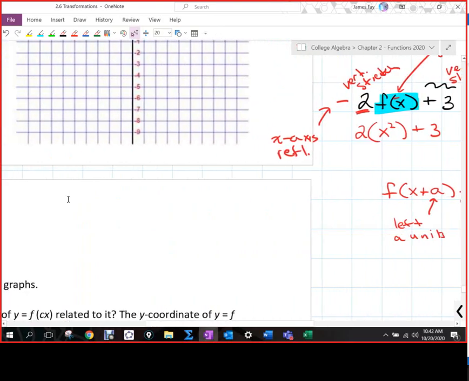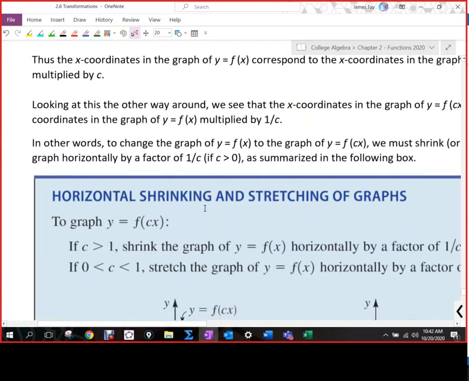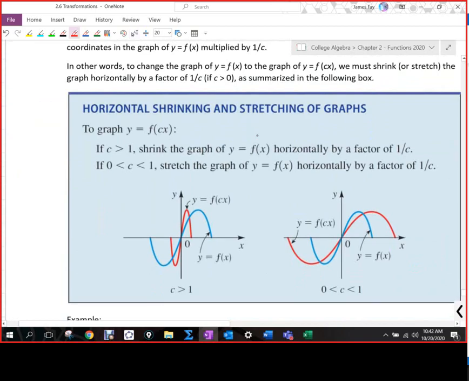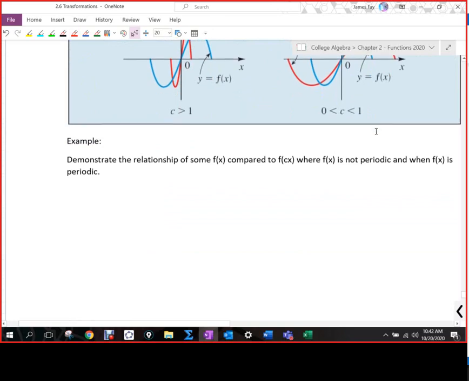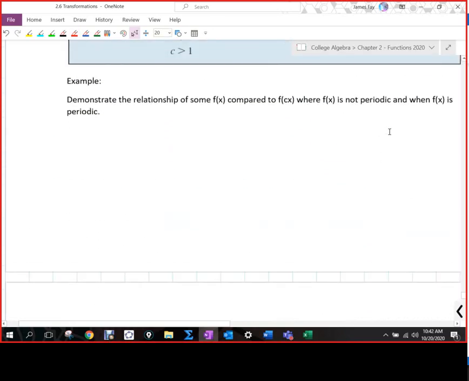I'm not going to get into a whole lot of detail with you right now about it, but if you scroll down here to these notes, you see that if c is greater than 1, you shrink the graph of y equals f of x, so shrink is a compression, by a factor of 1 over c. So basically every x value is getting reduced by some factor before you plug it in. And that's obviously going to move ordered pairs closer to the origin. Yeah. Let's see here. We'll get to that tomorrow.